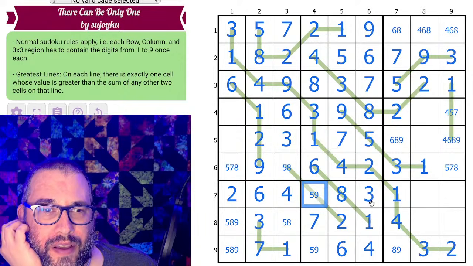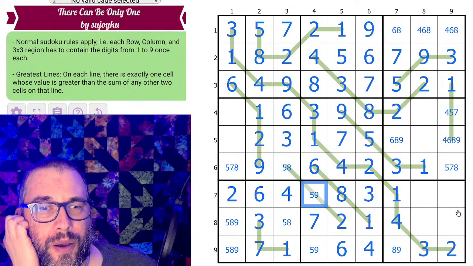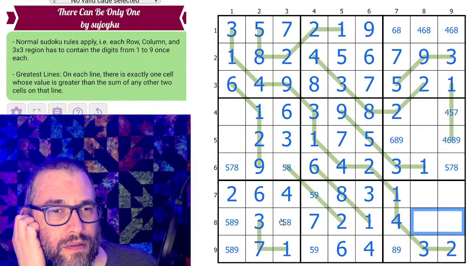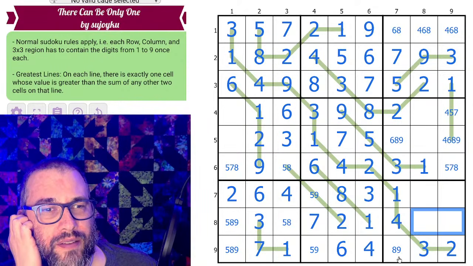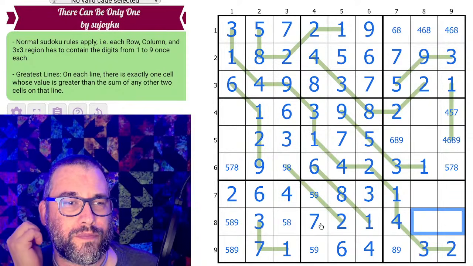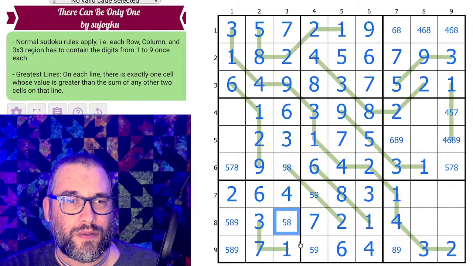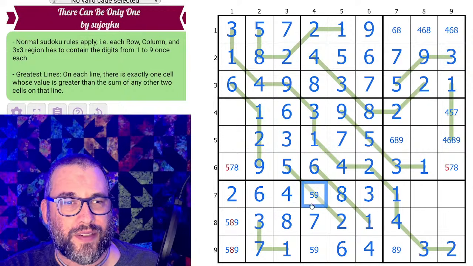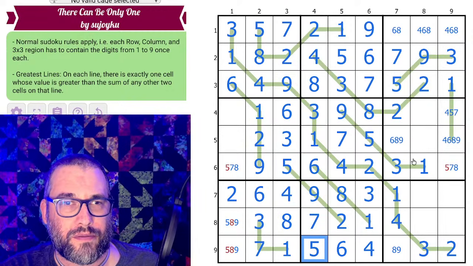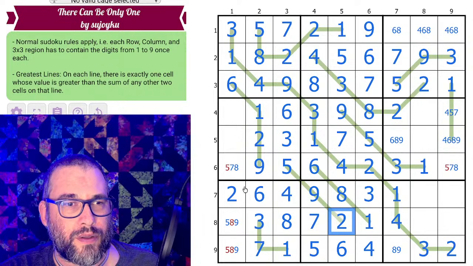That's a 5. Oh, yeah. Then we get a second 5 in row 8. This is 8. That's 5. That's 9. That looks right.